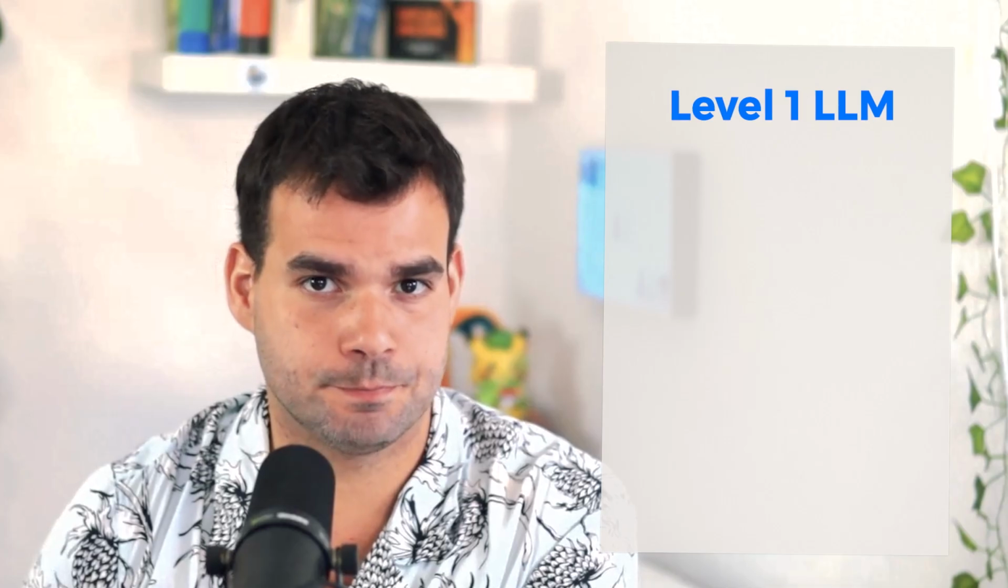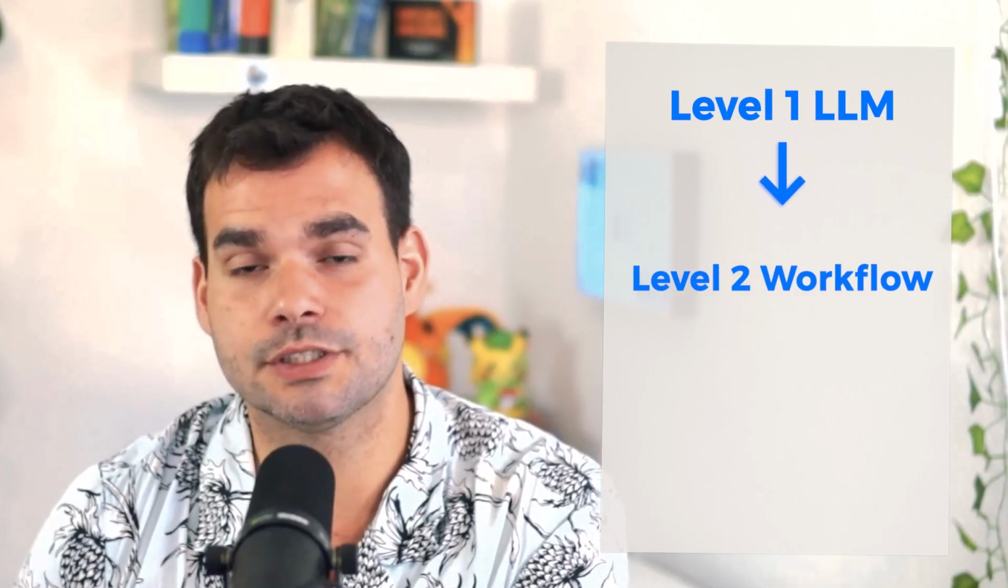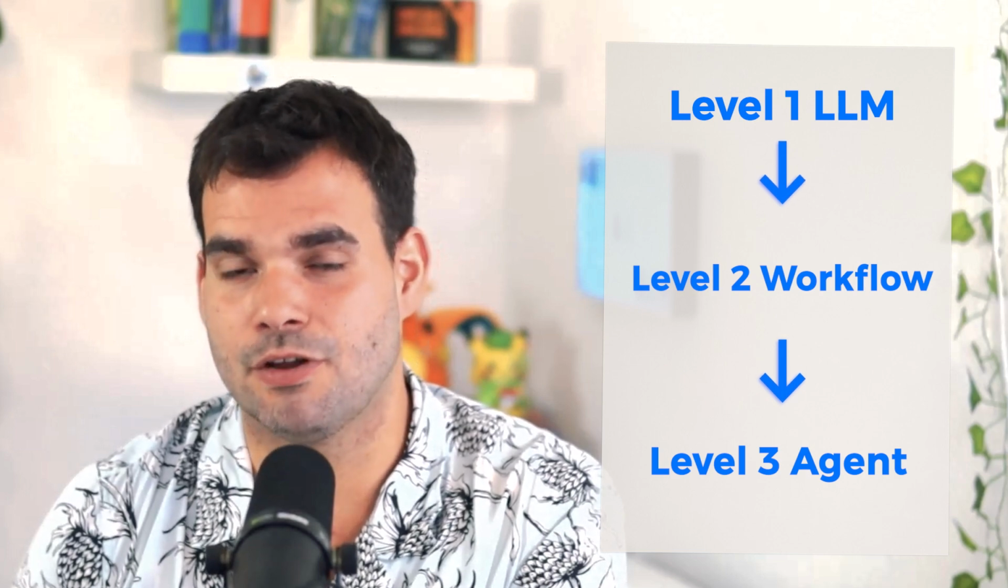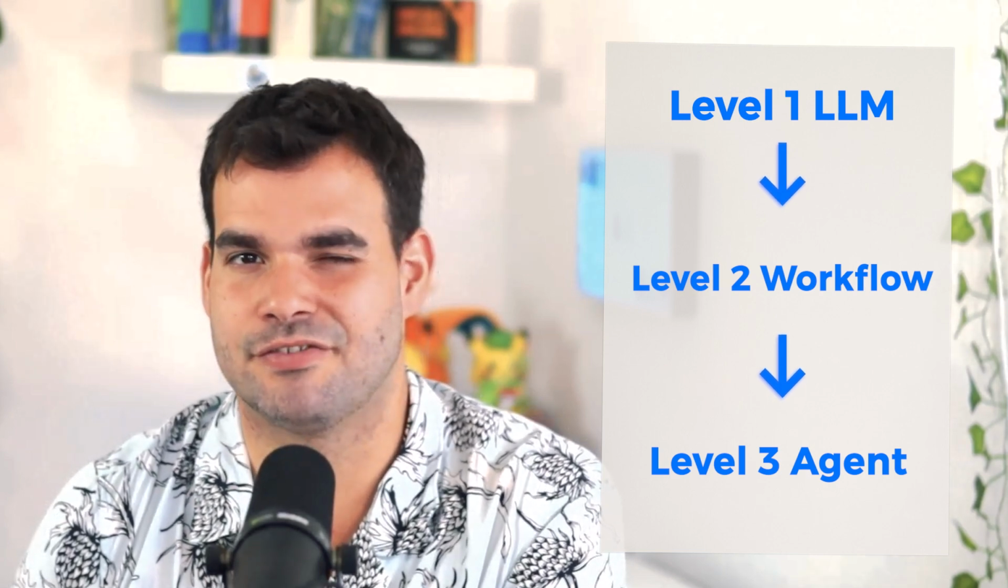So here's how it works. Level 1 is the LLMs. Level 2 are the AI workflows. Level 3 are the AI agents. Overall, you're going to have a goal, but oftentimes different methods and different outcomes.